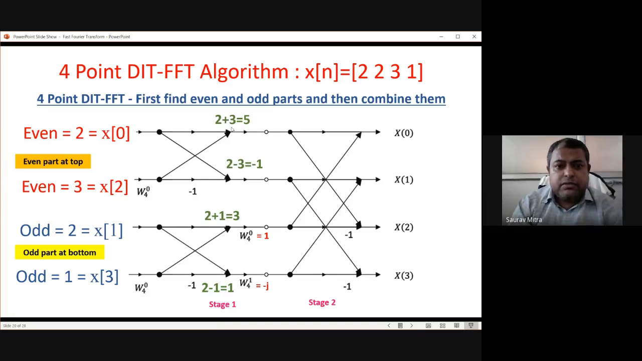So at this point, the first point, this thing is 2 plus 3. So 2 comes from below, 3 comes from below, and 2 comes from top. This thing is 5. Okay.